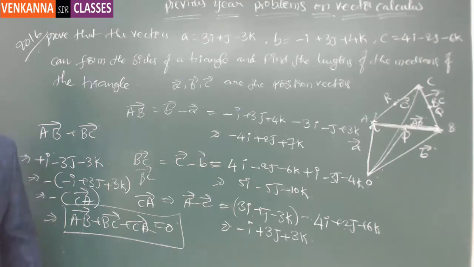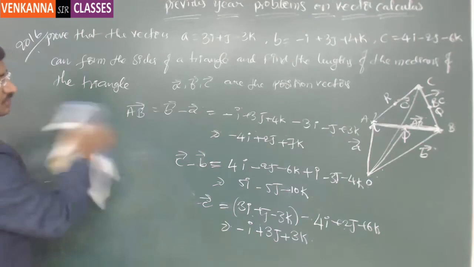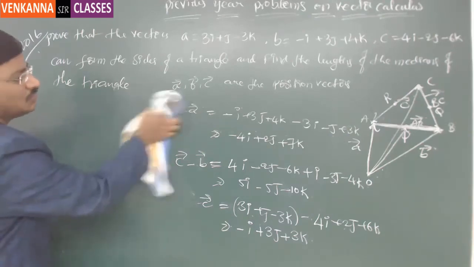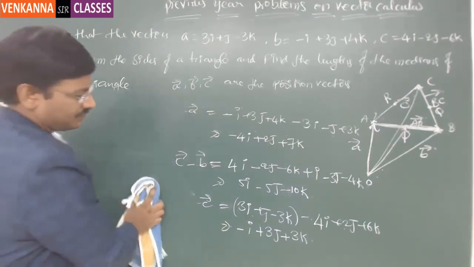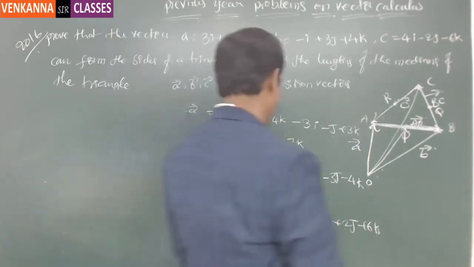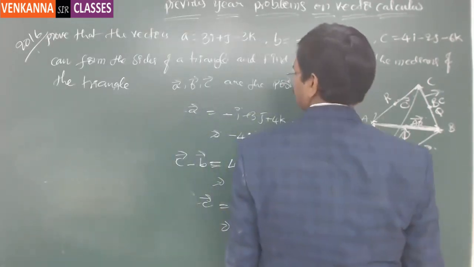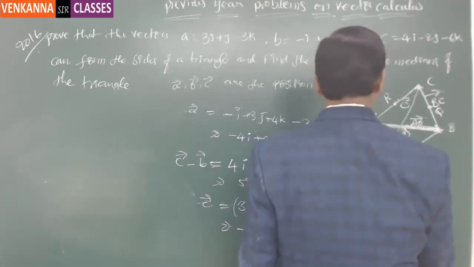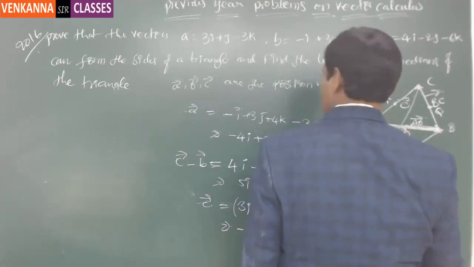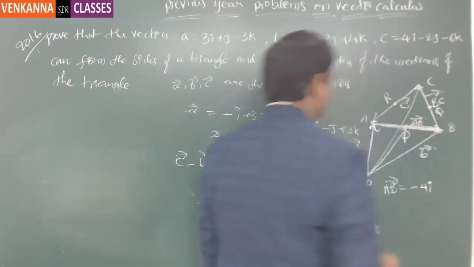Got it? Then the next part is, once you find these vectors, you have to identify. I'll just write it here. AB equal to minus 4i, or actually, we'll derive that.